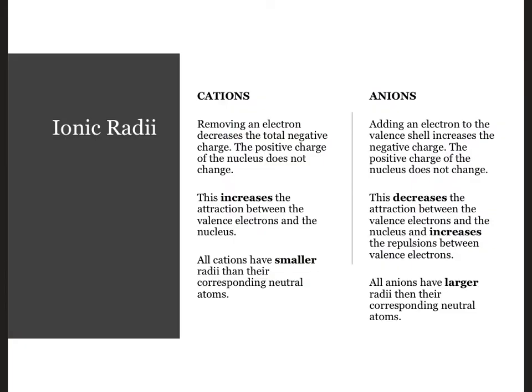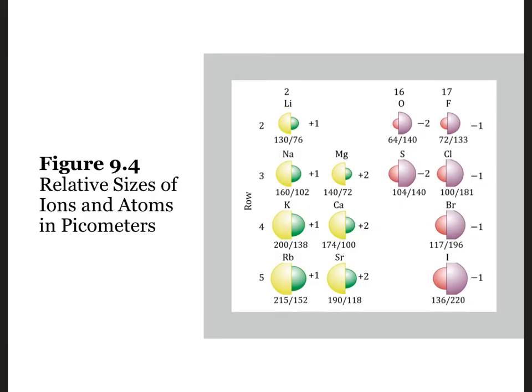We can also compare the radii of ions to their neutral counterparts. If we remove an electron to form a cation, we wind up with a smaller radius because the remaining electrons are pulled in tighter to the nucleus. If we add an electron to form an anion, the repulsions between the valence electrons will increase, leading to an increase in the radius. We see these trends very clearly demonstrated in this figure where all of the cations have a smaller radius, shown in green, compared to the neutral atoms, shown in yellow, and all of the anions, shown in purple, have a larger radius than their neutral atoms, shown in pink.